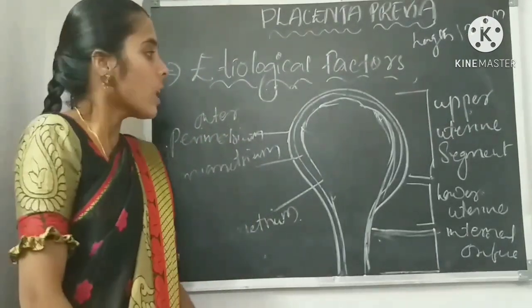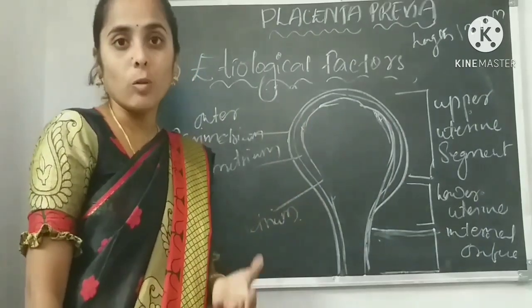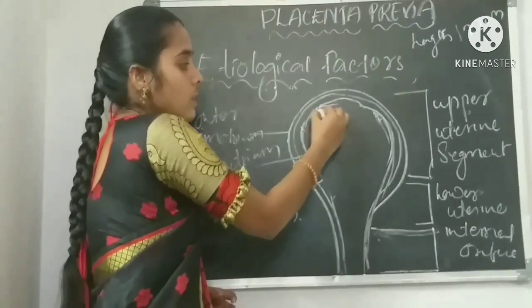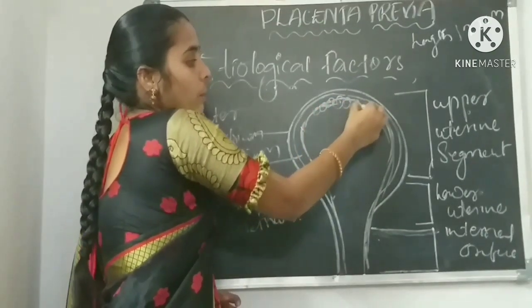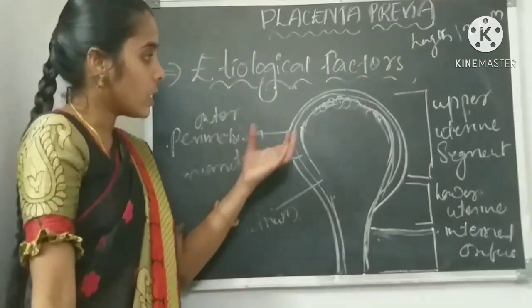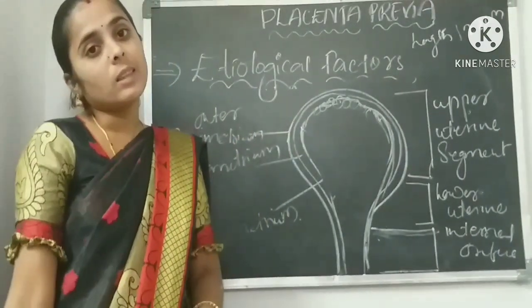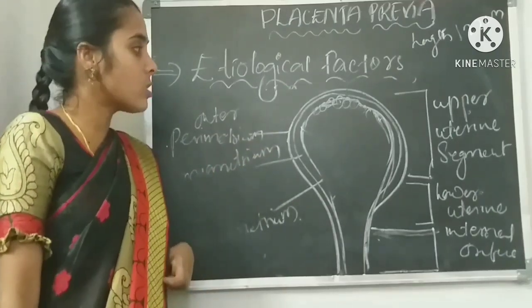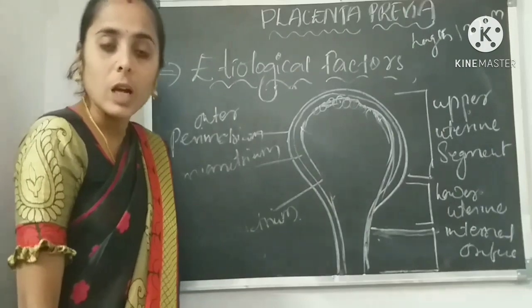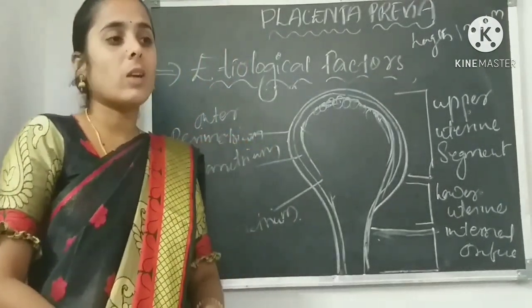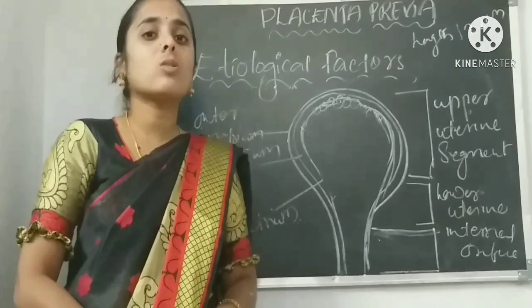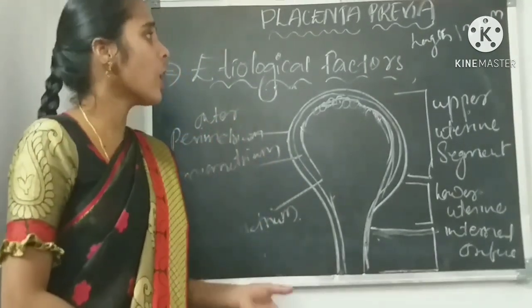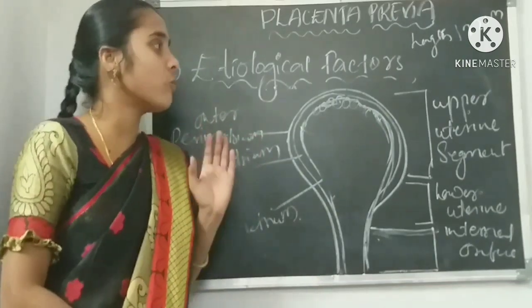Next we will see if the endometrium lining has any abnormalities, such as the formation of fibroids or any injuries present in the endometrial site. Then the implantation of the placenta will take place other than the endometrial site. So this is another cause of placenta previa. The next one is abnormal formation of the placenta, whether abnormal in shape and structure, which is also one of the causes of placenta previa. I hope you understood the etiological factors of placenta previa.